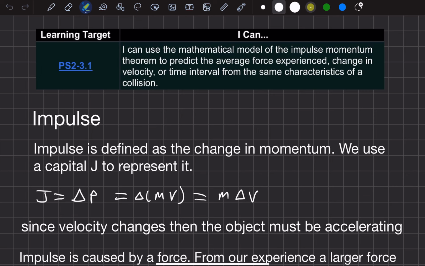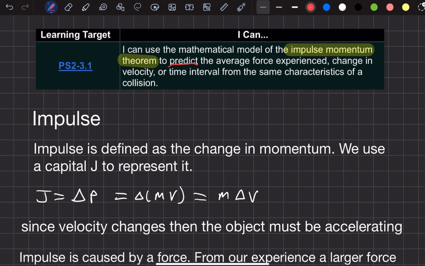The first learning objective in the PS2-3 standard, which is all about the impulse momentum theorem, is: I can use the mathematical model of the impulse momentum theorem to predict the average force experienced, change in velocity, or time interval from the same characteristics of a collision.